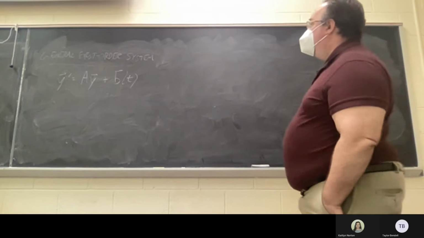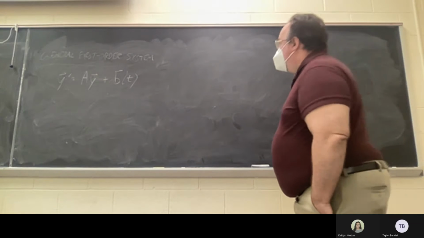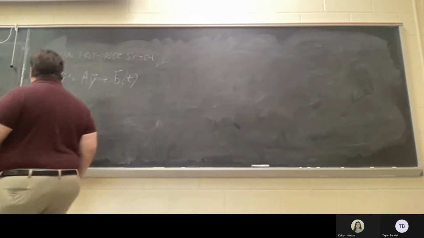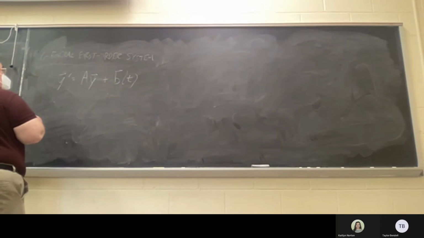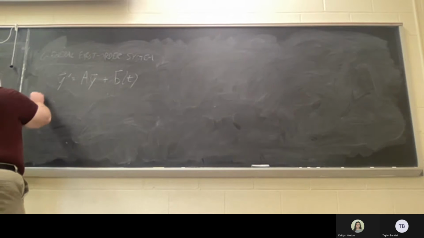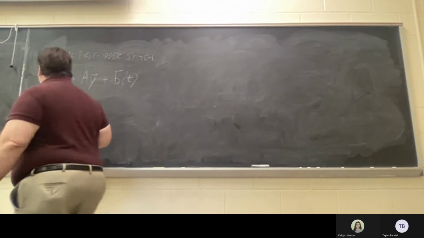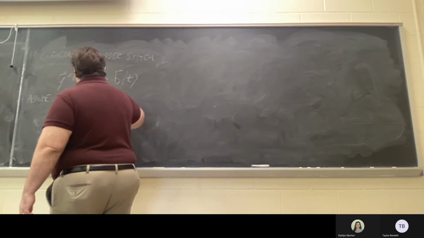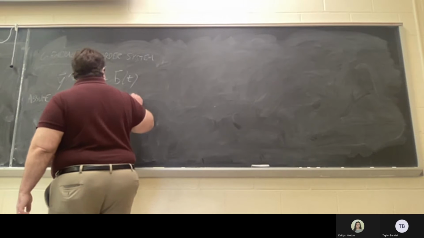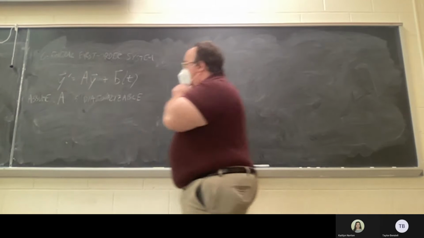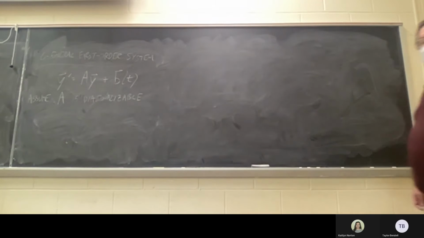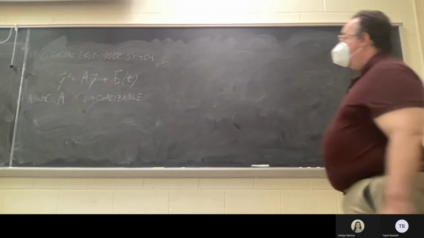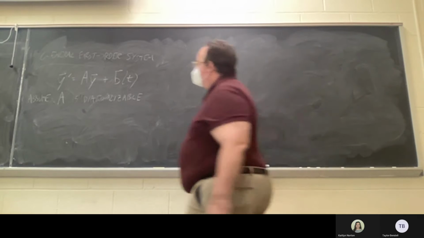Now, I'm going to assume that the matrix A, the constant matrix, is diagonalizable, which will not always be the case. In fact, we will have to deal with some cases where it's not. But for now, we'll assume it is.